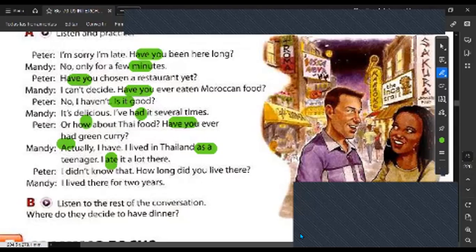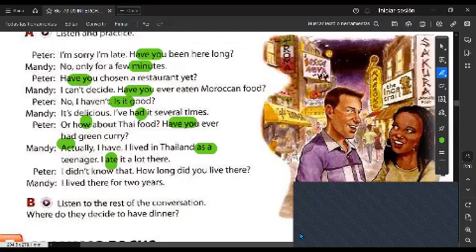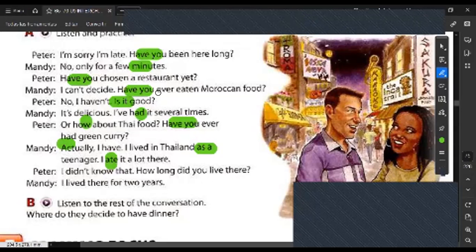Have you ever eaten Moroccan food? Moroccan food. Ok, sí, ahí como la T entre dos vocales se puede pronunciar como una R, ¿verdad? Ok, so, yes, Moroccan es marroquí, comida marroquí. ¿Has tú alguna vez probado comida marroquí? No, I haven't.